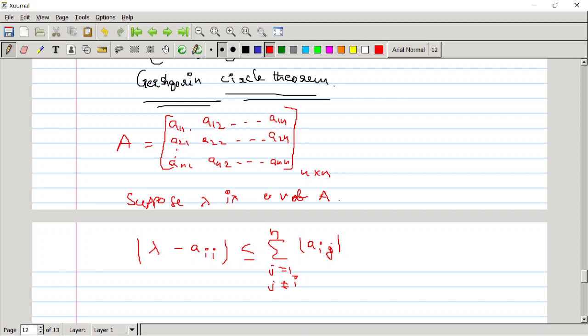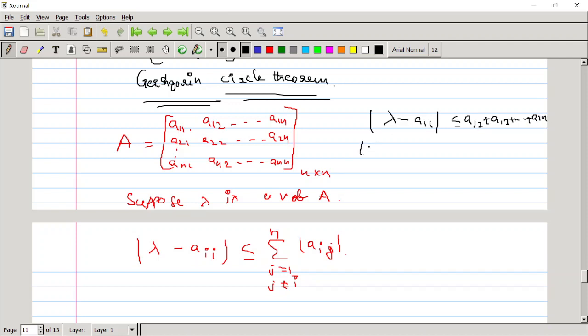That means what we have to do here is, let me take that one. Whenever lambda is an eigenvalue, we have that the modulus of lambda minus A11, the diagonal element in the first row, has to be less than or equal to the summation of the remaining elements in that first row except that diagonal element. That means, let me write clearly, this is less than or equal to modulus A12 plus A13 plus and so on plus A1n.